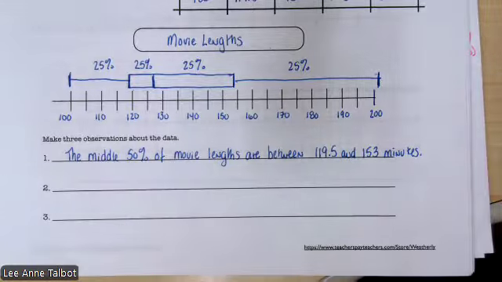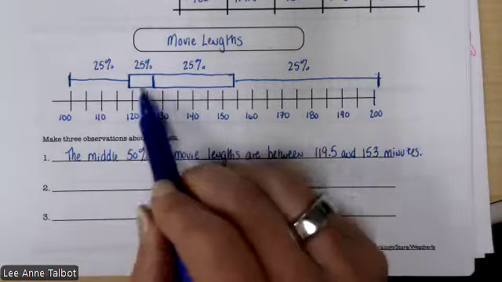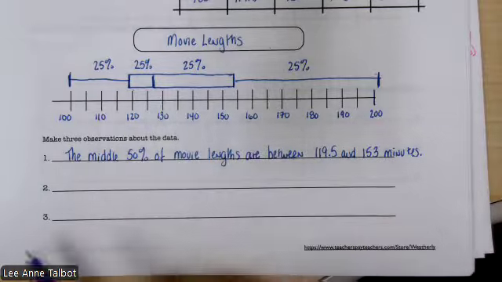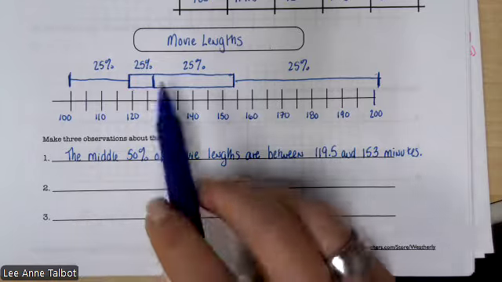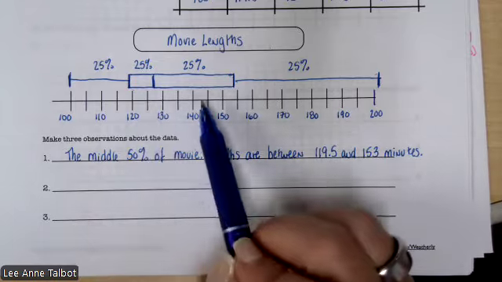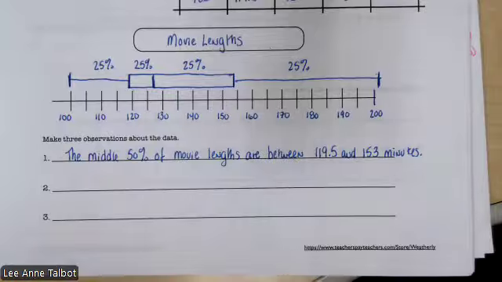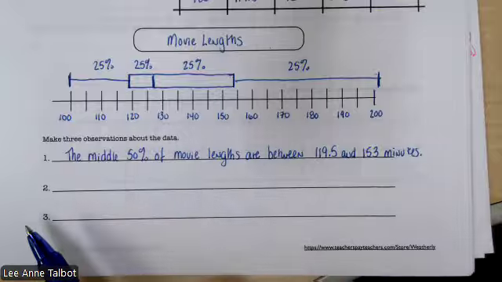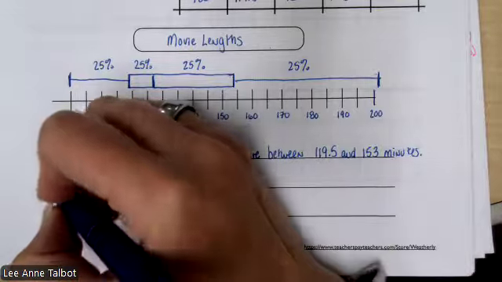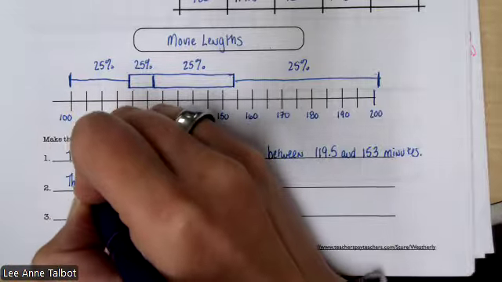Now, since I'm the AP stats teacher, the thing that would be important to me would be what's the usual movie length? And the usual movie length is somewhere between 119.5 and 153 minutes. So this is a little bit over 2 hours to 2.5 hours. What is the shortest movie time?